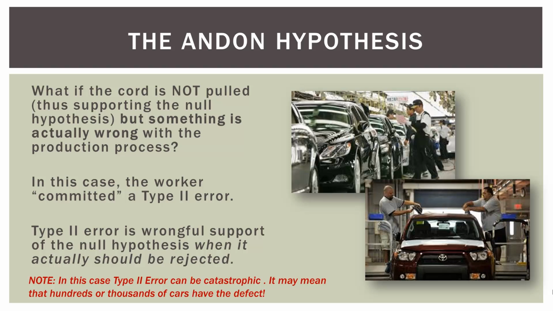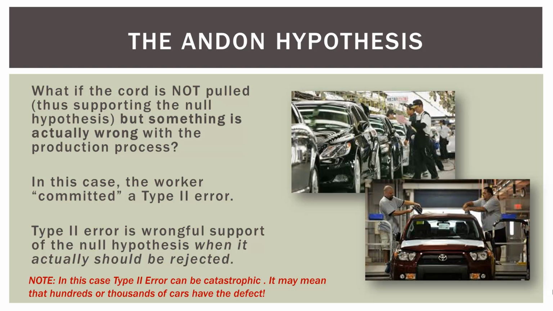But think about the reverse. If a worker sees something that they don't think is right, but doesn't pull the cord and lets that defect keep going and going and going, and then all these cars at the end of the line have that defect built in. That's why type 1 error in this case is really okay. But type 2 error is very, very bad. And if it's a part on the car that's a safety issue, it can be very, very bad.